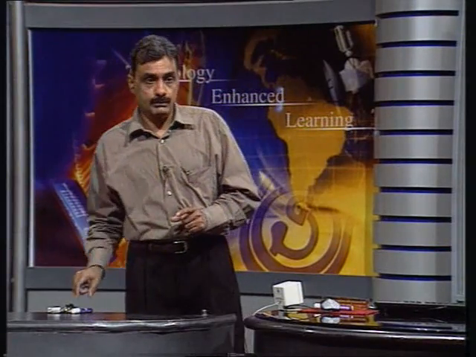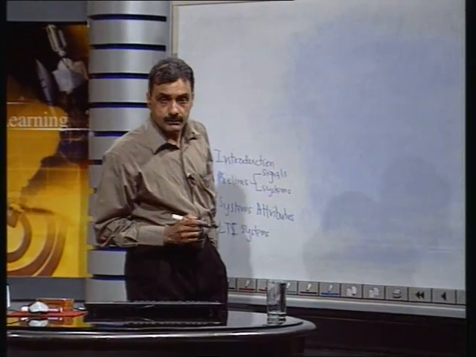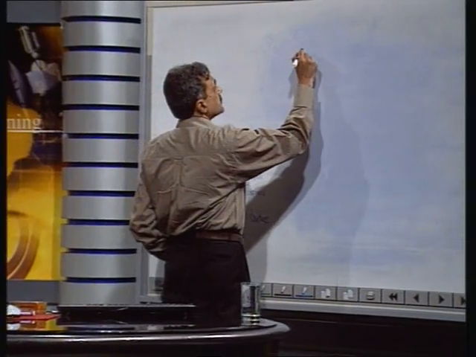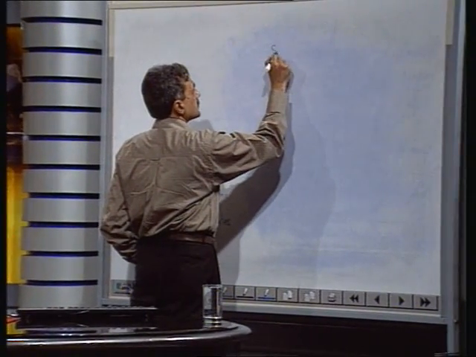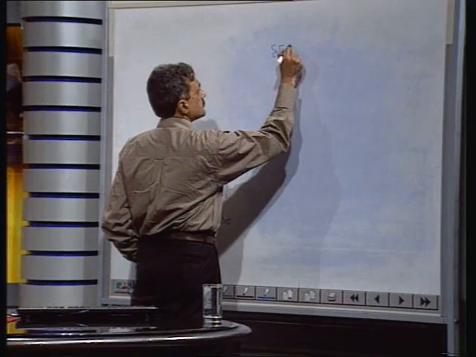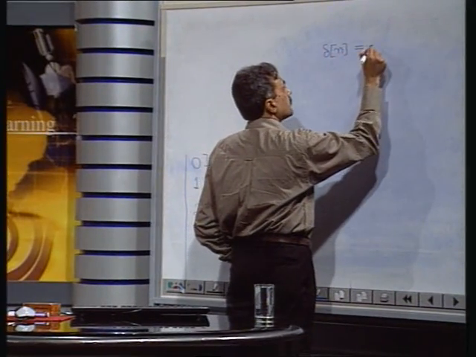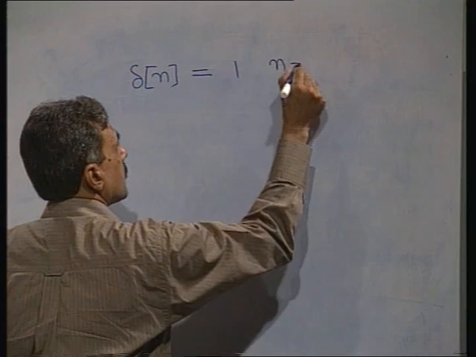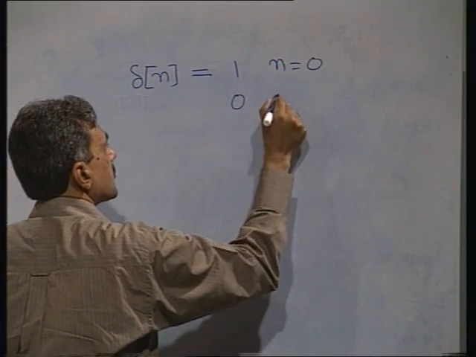Before I focus more on linear time invariant systems, let us look at some of the signals. These are very basic signals, though I may be discussing them as examples, but they are very vital from the analysis of LTI system point of view. One of the signals that is of interest to me is the delta function delta n. This is defined to be 1 when n equal to 0 and 0 otherwise.